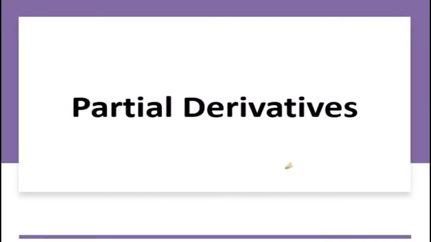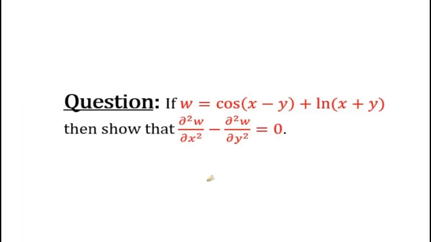Hi everyone, our topic is partial derivatives. The question is, if w is equal to cos(x - y) + ln(x + y), then show that ∂²w/∂x² - ∂²w/∂y² is equal to 0.